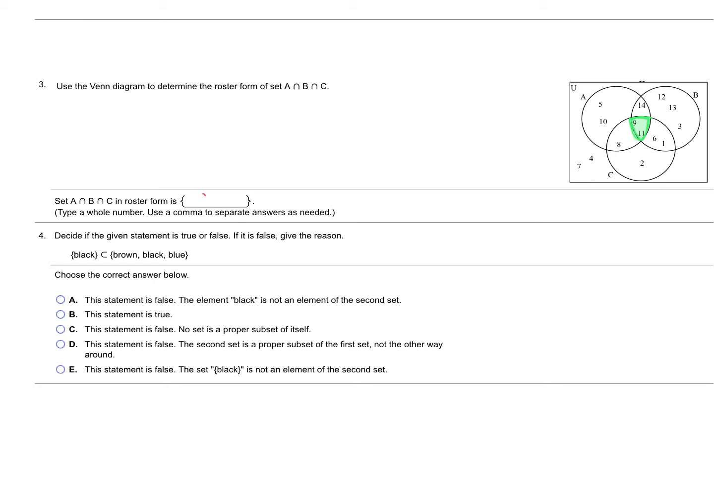So 9, 11 is what you would put in the set brackets, okay? And that's it. That's the answer. That's what they're looking for.